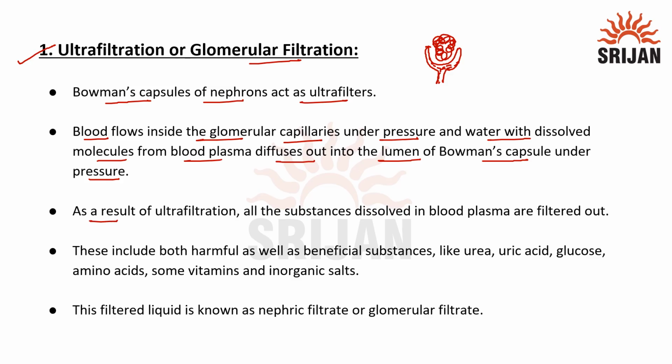As a result of ultrafiltration, all the substances dissolved in blood plasma are filtered out. These include both harmful as well as beneficial substances like urea, uric acid, glucose, amino acids, some vitamins, and inorganic salts. This filtered liquid is known as nephric filtrate or glomerular filtrate.